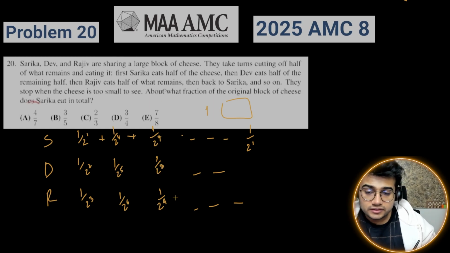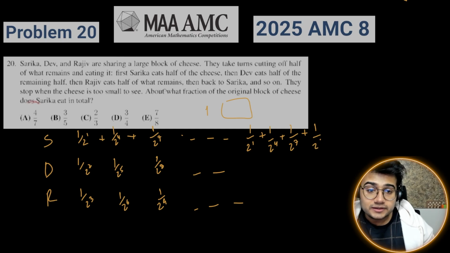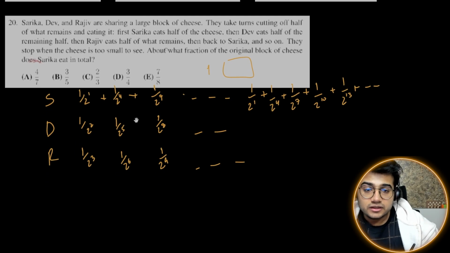So we see that the part that gets to Shakira is going to be 1/2 raised to power 1 plus 1/2 raised to power 4 plus 1/2 raised to power 7. So we can see a pattern here. The next one will be 1/2 raised to power 10, and then 1/2 raised to power 13, and so on. So we need to find the sum of that number.